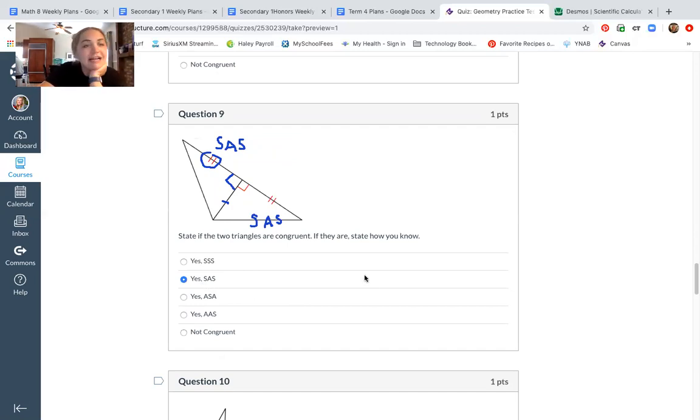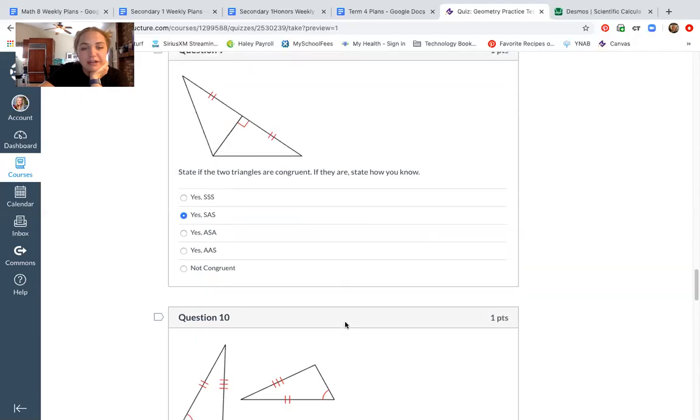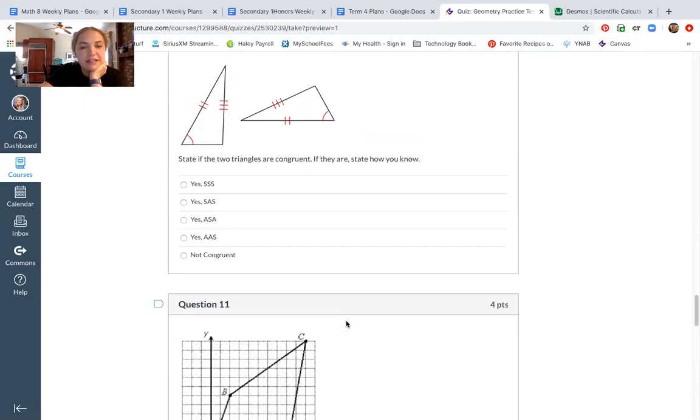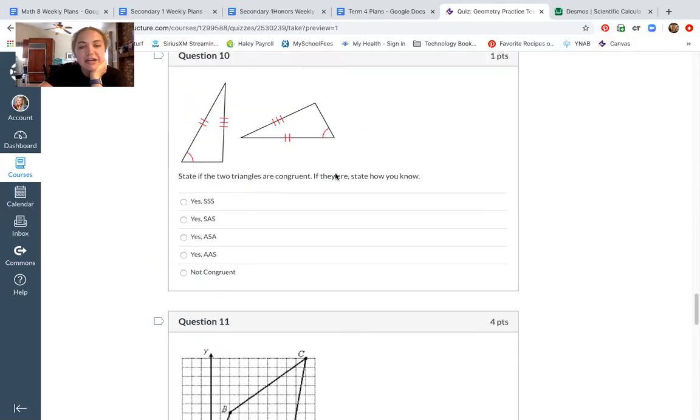Okay, let's look at the next one. Yay, we're getting closer. There's not a ton left. Okay, state if the two triangles are congruent. If they are, state how you know. All right, there's nothing to mark on this one. You really only mark them if they are touching. And you can write that down if you want to. You only mark anything that is actually touching.